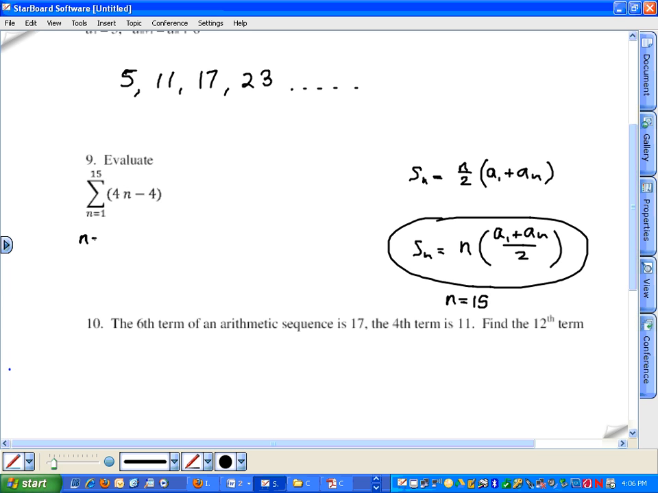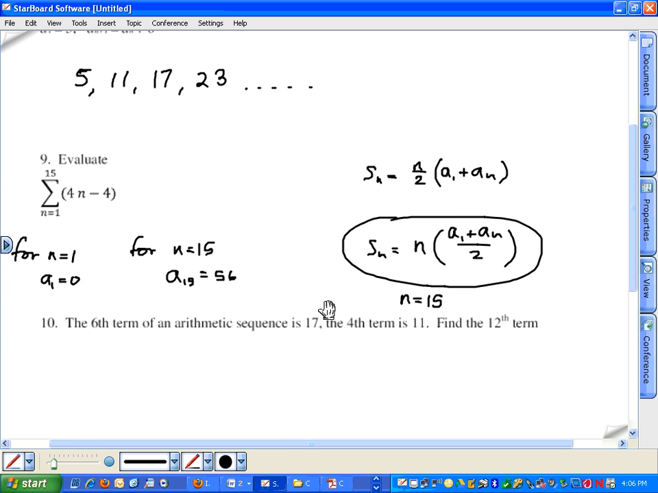If n equals 1, the first term of the sequence, if you plug in a 1, 4 times 1 is 4, 4 minus 4. So a sub 1 is then going to equal 0. For n equals 15, a sub 15, if you plug in a 15 for n, 4 times 15 is 60. 60 minus 4 is 56. So this is the first term. This is the last term. We now have the information we need to use the formula.